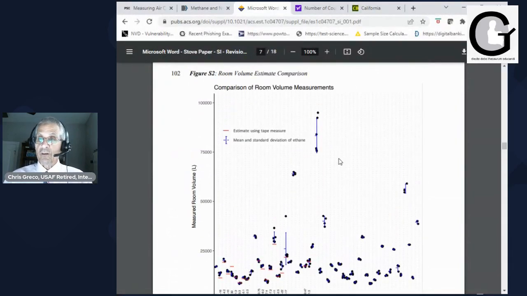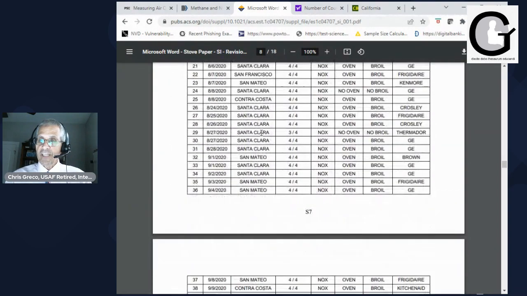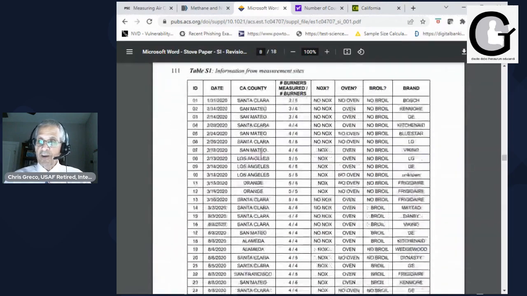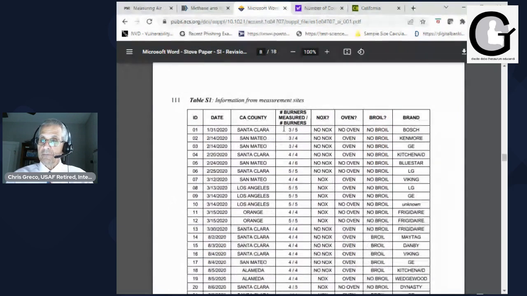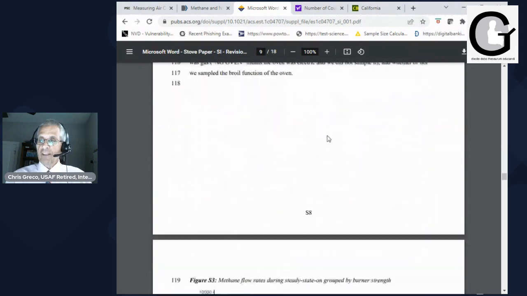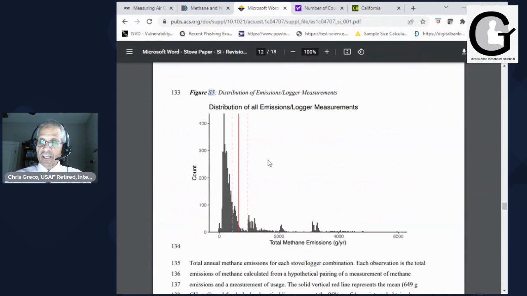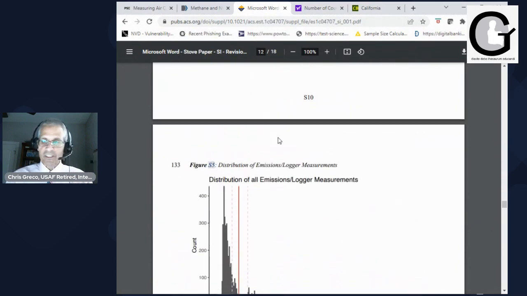They really do comparison of roof measurements, different aspects. They even talk about the different counties, all these different areas. So they're very, very transparent about what they do and how these work. So Santa Clara, no Knox, no oven, no broil, and then talks about the different brands. All these different brands, different areas. So they did try to make all these different areas as complete as possible.